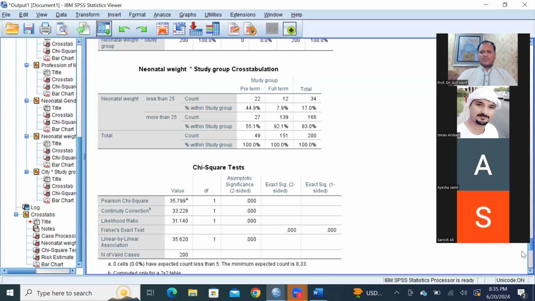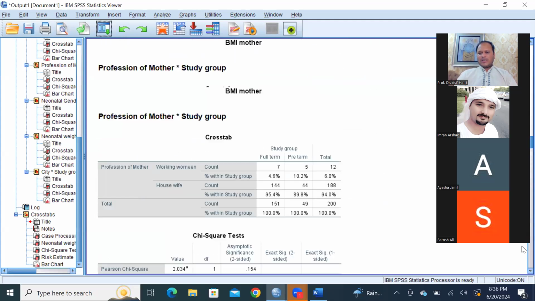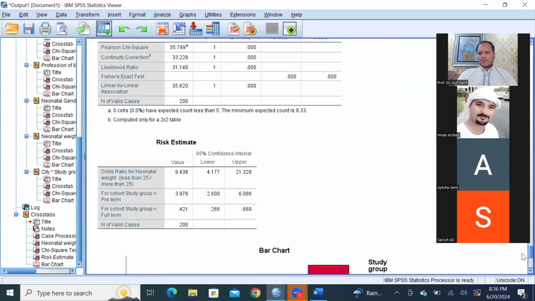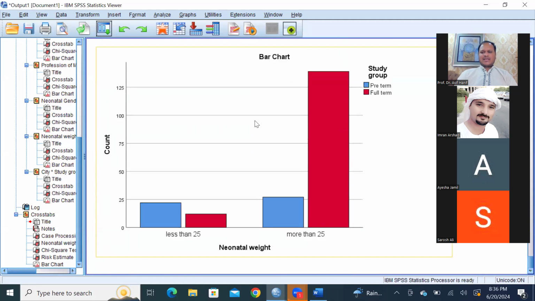So it was all about chi-square test, Fisher exact test, and odds ratio. If you just see what we did, we just managed our 2x2 tables while calculating odds ratio. Rest, there were no technicalities. Okay. Now, if there is any question you may ask.